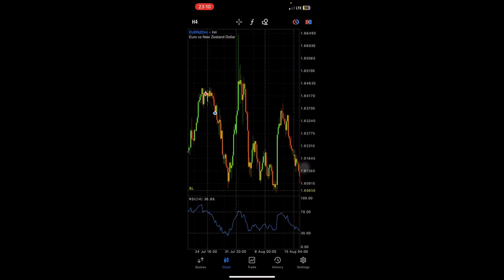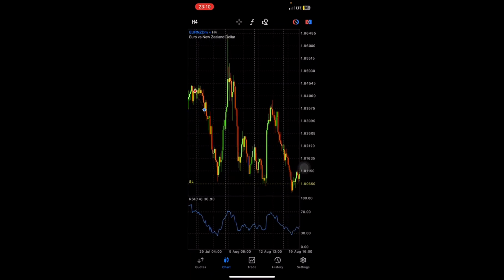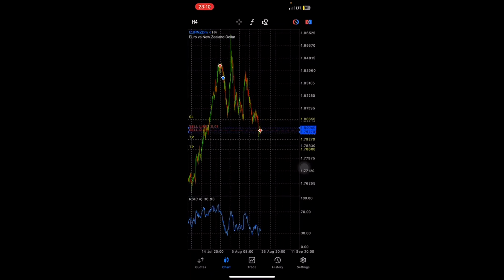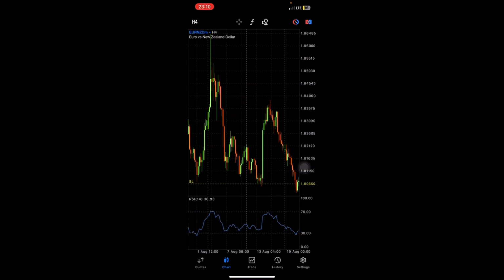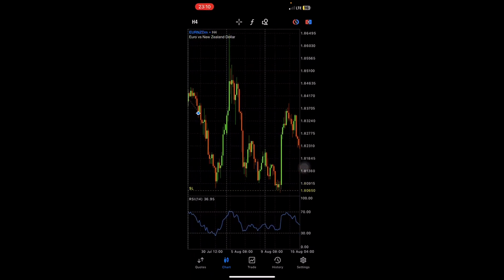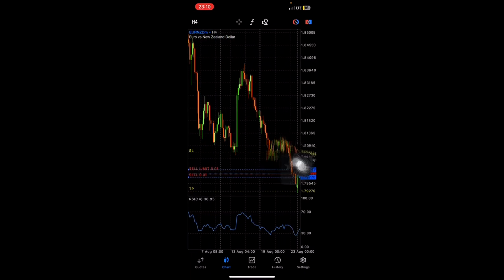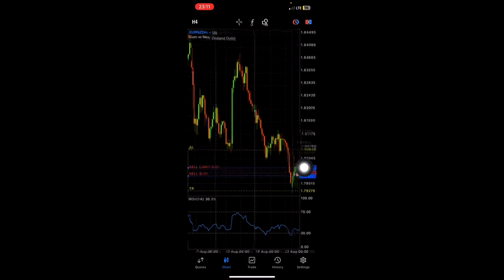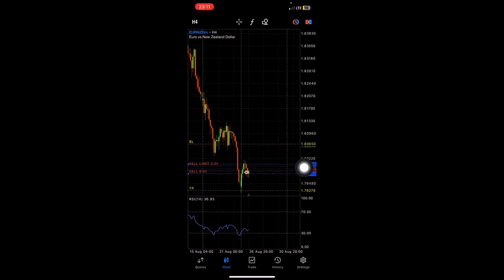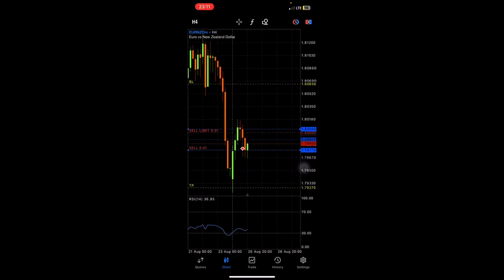So let's say, using the example of the signal we just sent to the platform, Euro New Zealand dollar, that's EURNZD. So this is the EURNZD market in the 4-hour time frame. You can see the time frame from here at the top left corner. That means that every bar you can see here is 4 hours. So this bar is 4 hours, this bar is 4 hours, this bar is 4 hours.